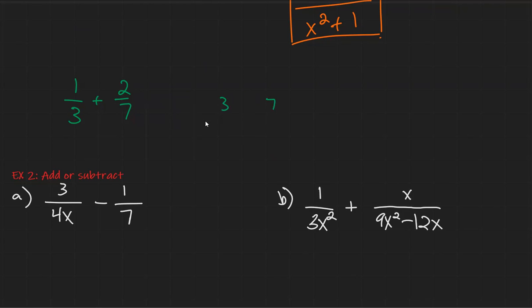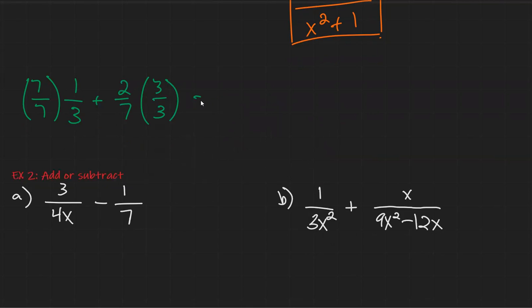So if that's the case, then my least common denominator needs to have both. So I need 3 times 7, which is 21. Okay, so that's my least common denominator. What do I multiply this fraction by to get the 21? It's going to be 7 over 7. What about this fraction? It's going to be 3 over 3. Okay, so then let's carry that out.